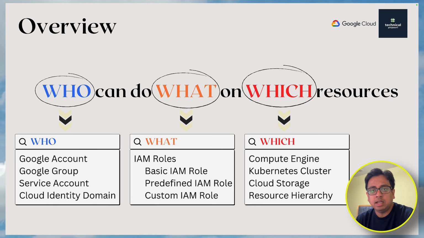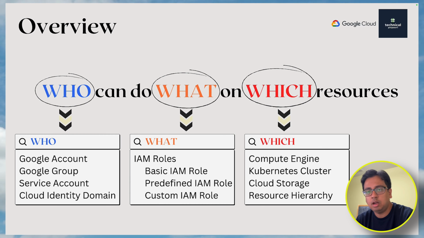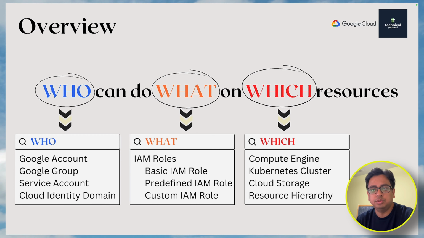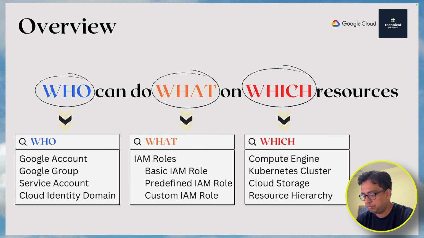What is basically the different types of IAM roles. We have three different types of role: basic, predefined, and custom, and I'm going to cover that very shortly in this video. And which is what are the different resources on which we can take action. For example, compute engine, Kubernetes cluster, cloud storage, resource hierarchy. These are all the resources. So this is a very important thing to understand, who can do what on which resources. And that's why I specifically marked these three keywords: who, what, and which.